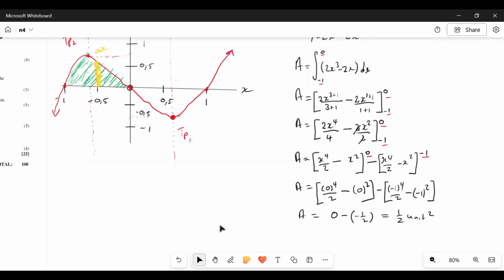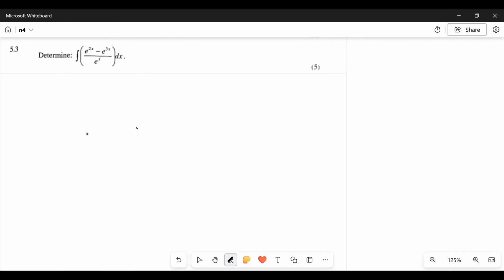Guys, we are done with 5.2.2. Let's go and do 5.3. All right, guys, let's look at 5.3. Now 5.3, we are given this expression here.